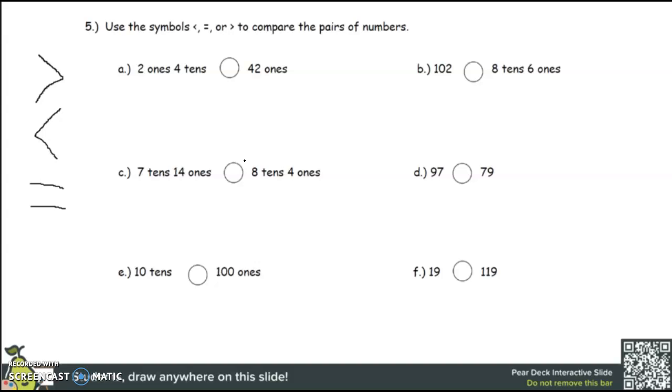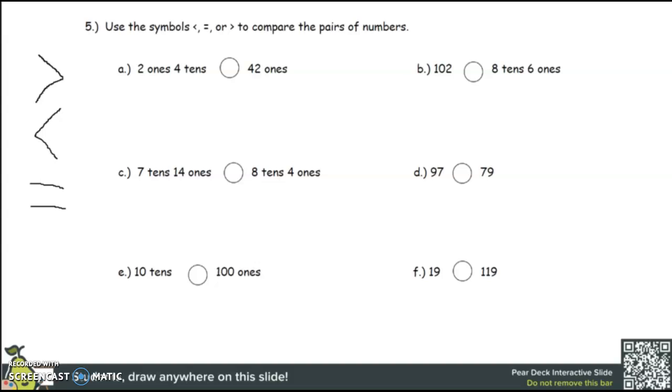The greater number. A says 2 ones, 4 tens, and 42 ones. 102, 8 tens, 6 ones. 7 tens, 14 ones. 8 tens, 4 ones. 97, 79. 10 tens, 100 ones, 19, and 119.